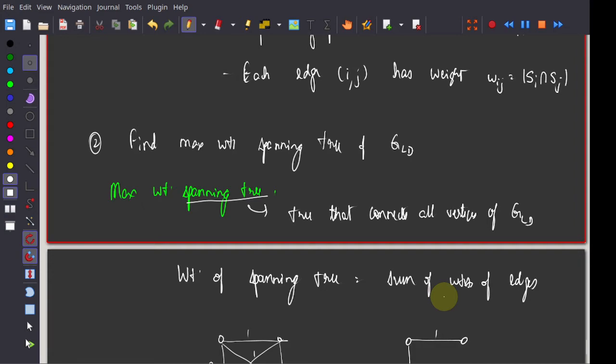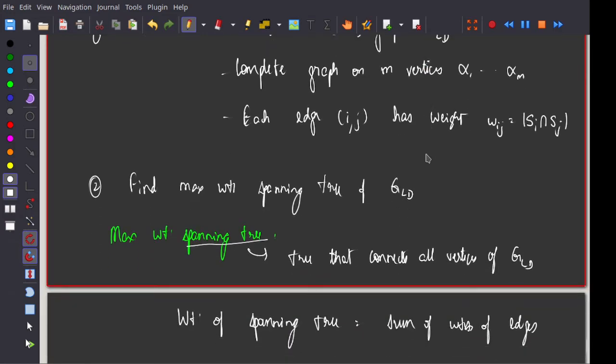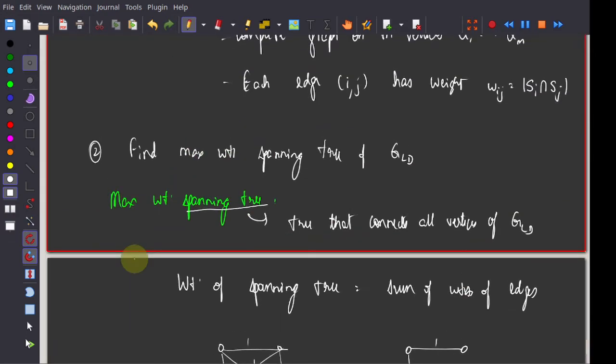So the second step, you first construct this local domain graph given your local functions, and you compute the maximum. You find the maximum weight. We find one maximum weight spanning tree. Third step is to find the maximum weight. So let me call this T.